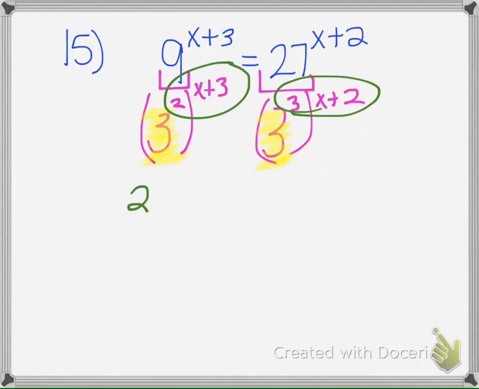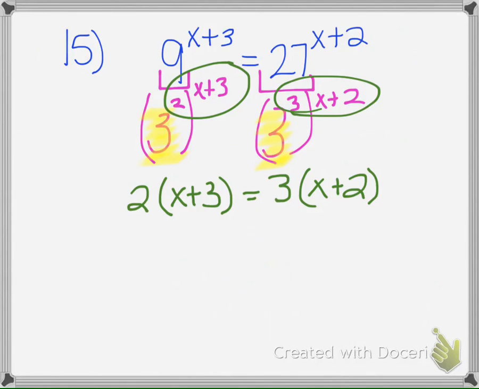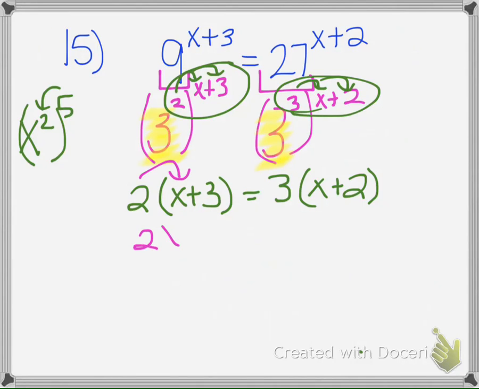So I have 2, and then I have x plus 3, which is together, so I'm going to put it in parentheses. And then I have 3, and then I have x plus 2 together. And I'm multiplying because that's what we do when you have an exponent on the inside of the parentheses and one on the outside. You distribute, you multiply. So that's why we're going to distribute this 2 and this 3 here. So we get 2x plus 6. And then here we have 3x plus 6.